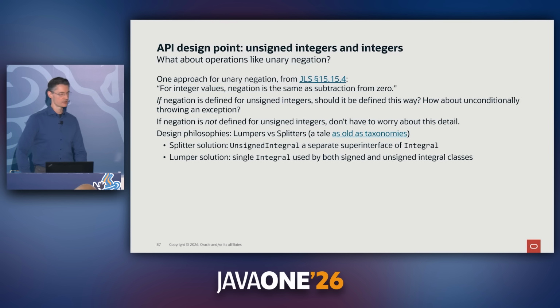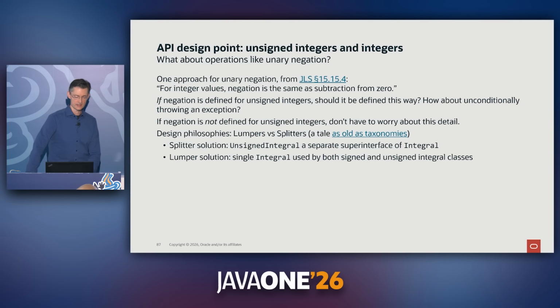Well, in some cases, the JLS defines negation as subtraction from 0. We could certainly do that. If negation is defined for integers, should we define it that way, or should we just have it unconditionally throw an exception because it's kind of a programming error, because it's unsigned after all? We could do something like add an additional interface like unsigned integral instead of integral that didn't have the negate interface, and then we could avoid having to come up with a definition for it because the method wouldn't exist.